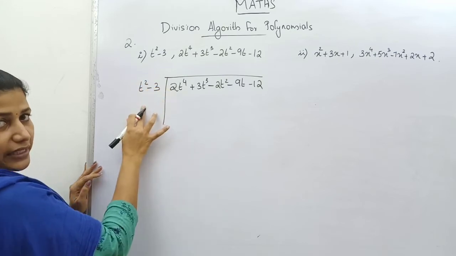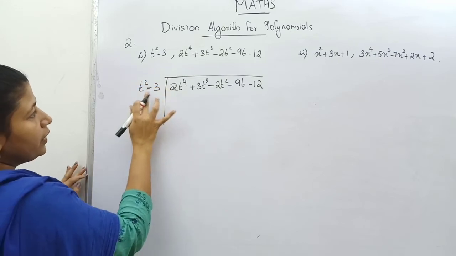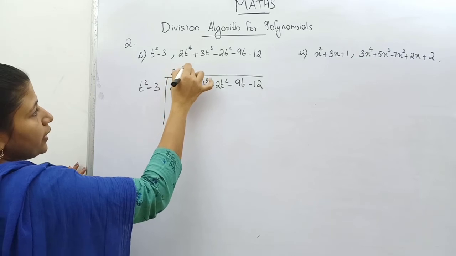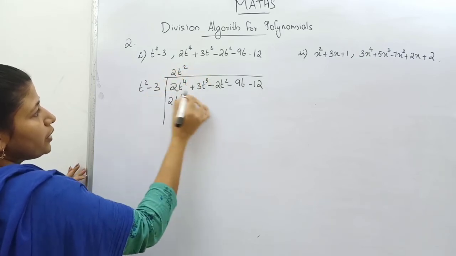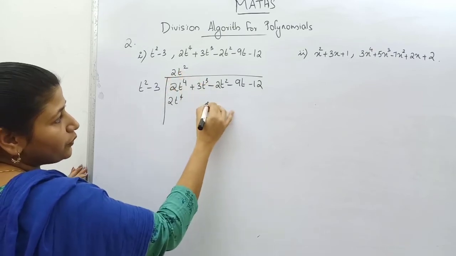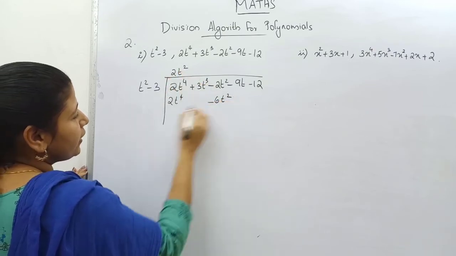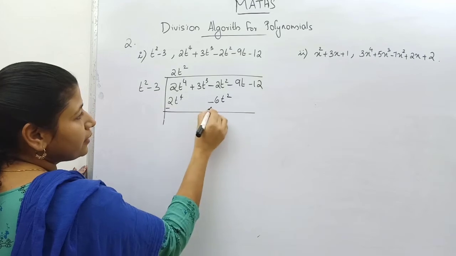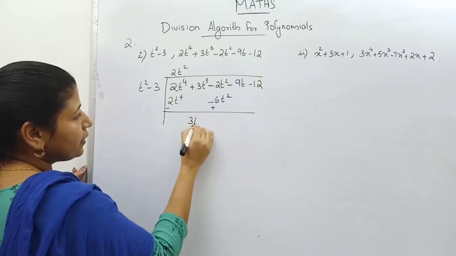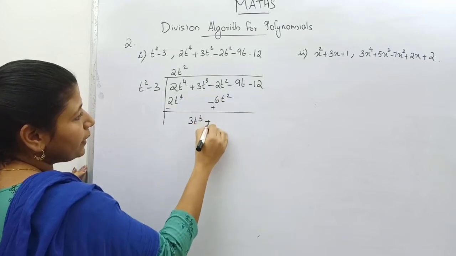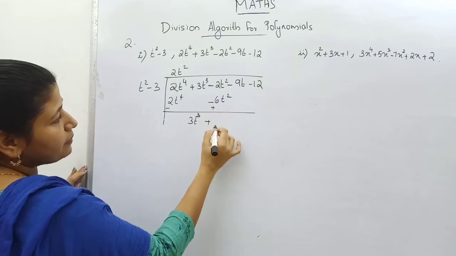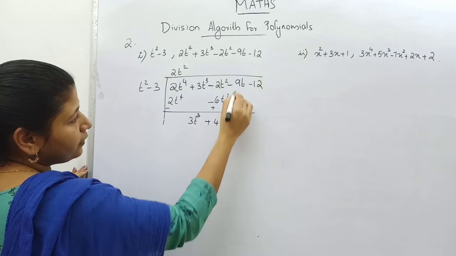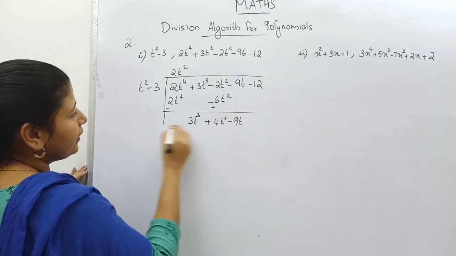This is not in the standard form, so you have to be very careful. Multiply with 2t square. Then you will get 2t raised to 4 here, minus 2 into 3, minus 6t square. So we can write here minus 6t square. Just subtract. Here 3t cube is here. Here it will be plus t cube. This 6 minus 2 is 4t square. Write this minus 90 here.